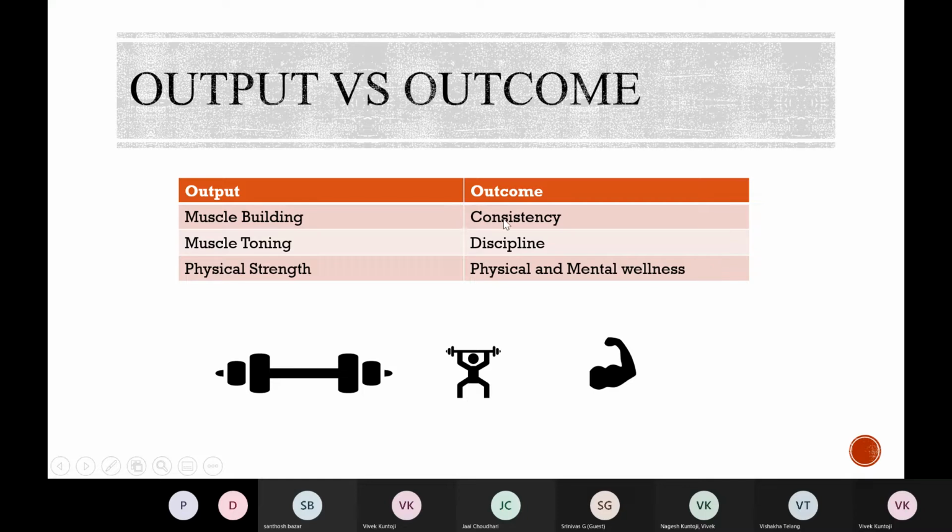You will develop consistency. You will be more disciplined. The entire well-being or wellness program for yourself would be developed. Basically, your physical and mental wellness would be achieved. So that becomes your outcome. In the process of achieving these outcomes, your output is generated. These are the immediate things that you get, but this is the actual goal that we have. People go to a gym for physical and mental wellness as a whole. That wholesome goal is the outcome, and in this process we get these as well. So this becomes your output, this becomes your outcome.